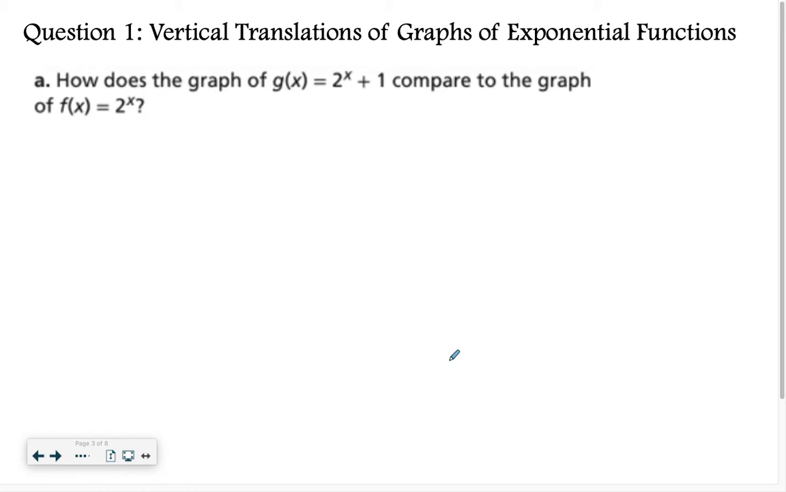How does the graph of g of x equals 2 to the x power plus 1 compare to the graph of f of x equals 2 to the x power? Good luck. Hopefully you were able to identify that this would move up 1 unit. That's what that +1 does right there.